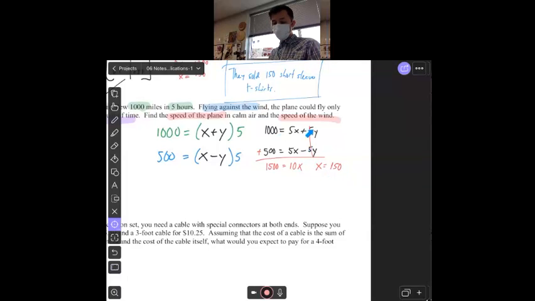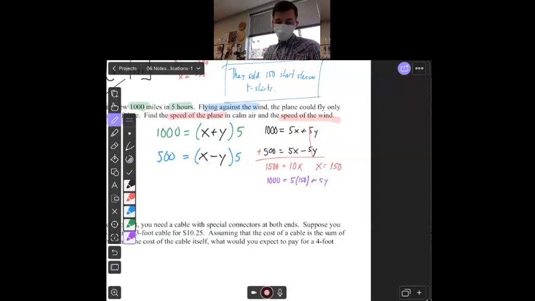So, pick one of these equations here, solve for y. I'm just going to use the first one. So 5 times 150 is 750. So I'm going to subtract 750 to the other side. That'll give me 5y equals 250.